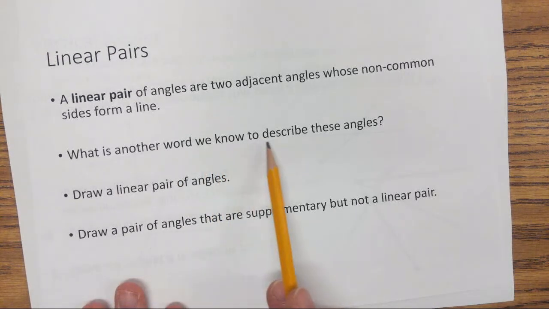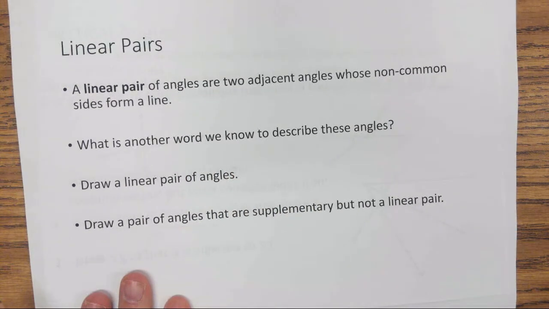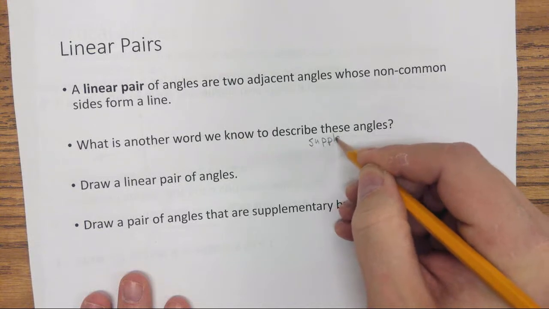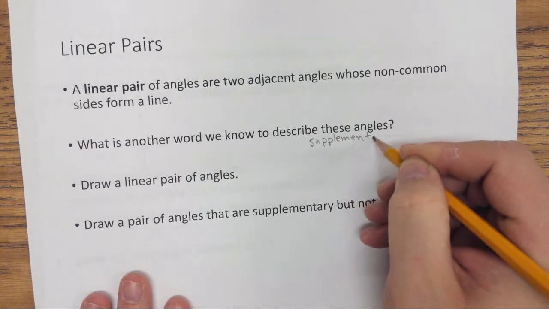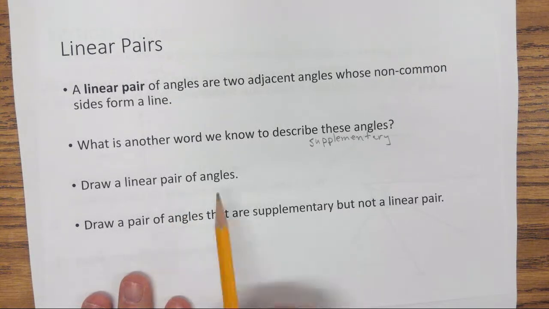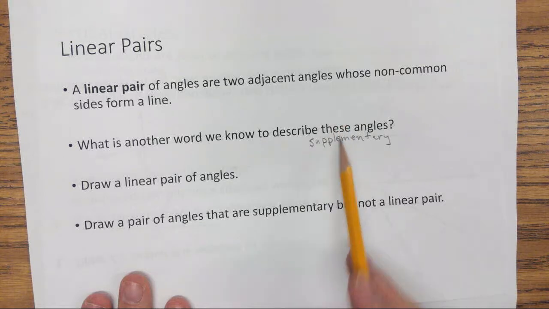What is another word we know to describe these angles? Talked about it in the last video, I think. That's right, supplementary. So if I have two angles that are a linear pair, then I also know that they're supplementary.